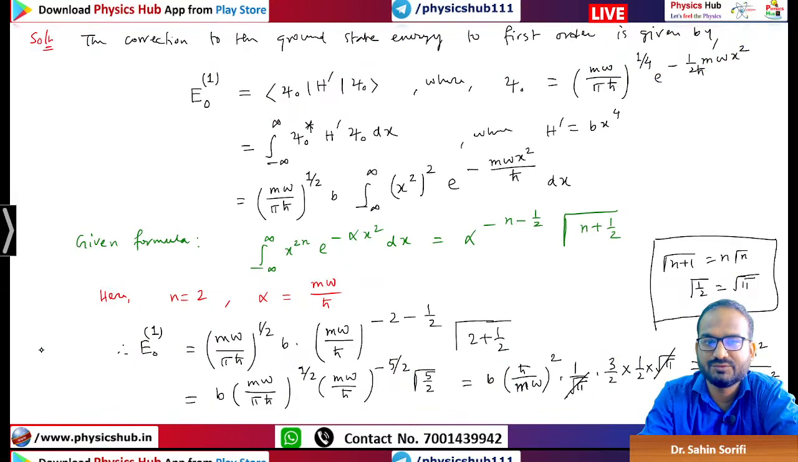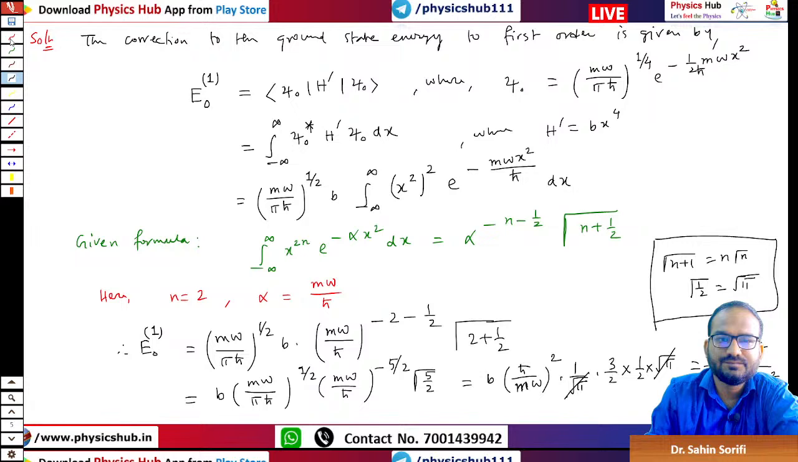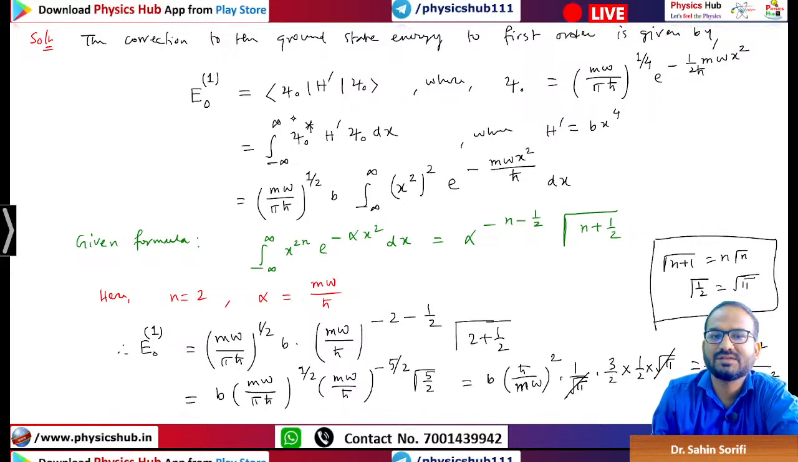The step before that one, in the green color. Yeah, you just put psi 0 star. Psi 0 star means this. Okay. H prime is b x to the power 4. Again psi 0 means this. So psi 0 star and psi 0 are the same, so it is the square of this. So m omega by pi h cut, squared, means this becomes 1 by 2.